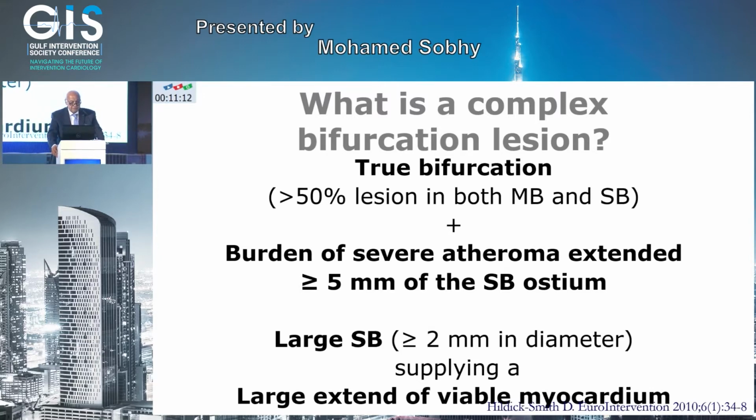To begin with, what's a complex bifurcation lesion? What's called a true bifurcation is more than 50% lesion in both main branch and side branch, plus the burden of severe atheroma extending to more than 5 millimeters of the side branch ostium. The large side branch is more than 2 millimeters in diameter, supplying a large extent of viable myocardium. This is the complex bifurcation.